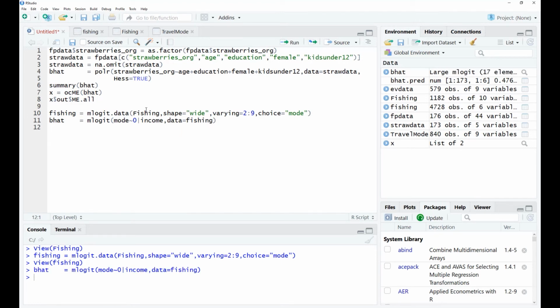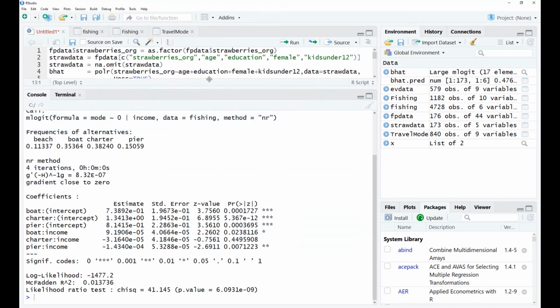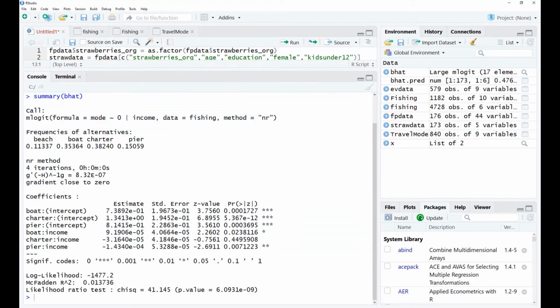Now we execute this, and we type summary b hat, and we get the following results. First of all, note that RStudio tells you the frequency of alternatives. So in our case, 11% chose the beach, 35% chose the boat, 38% chose charter, and 15% chose the pier to do fishing.